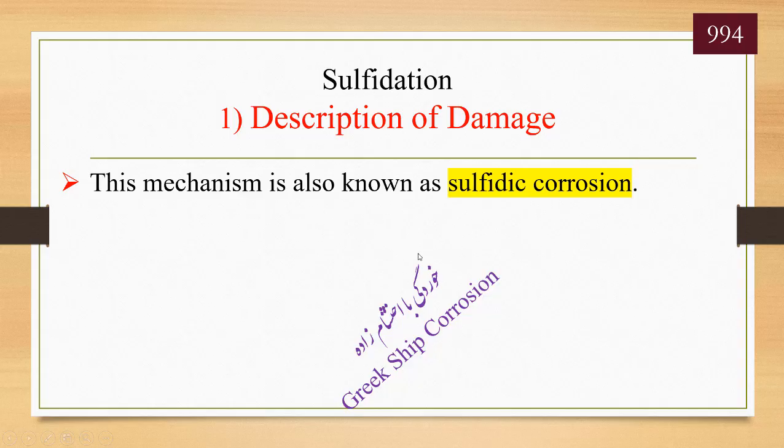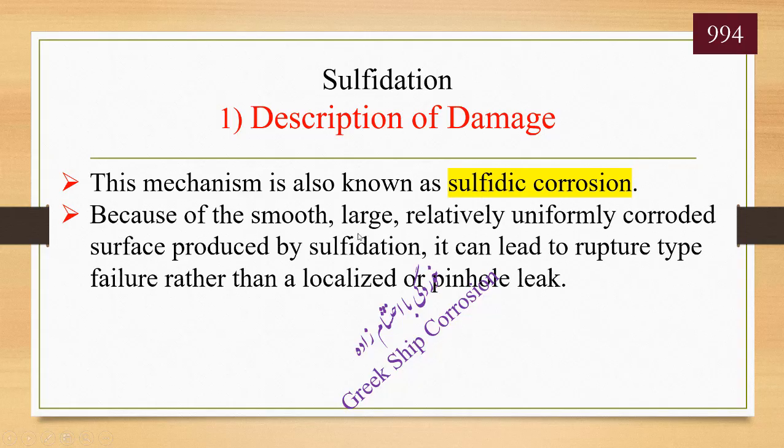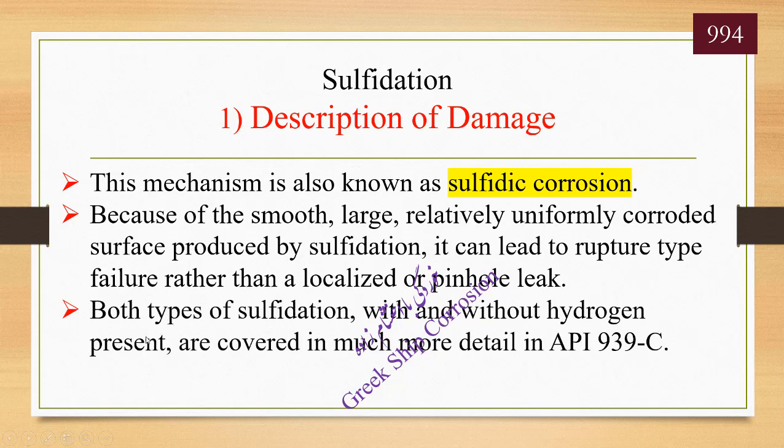This mechanism is also known as sulfidic corrosion. Because of the smooth, large, relatively uniformly corroded surface produced by sulfidation, it can lead to rupture-type failure rather than a localized or pinhole leak. Both types of sulfidation, with and without hydrogen present, are covered in much more detail in API 939C.